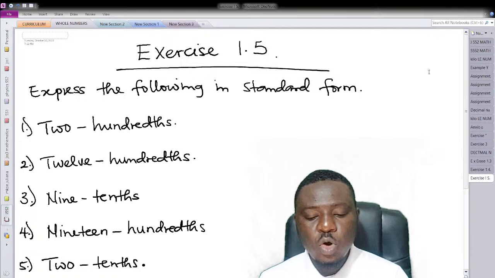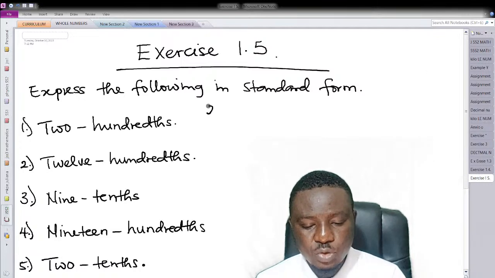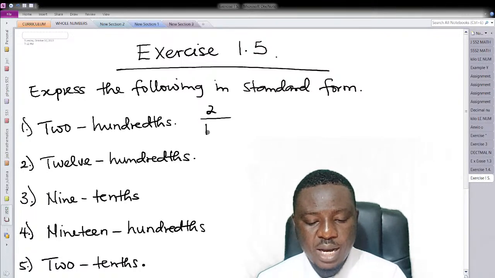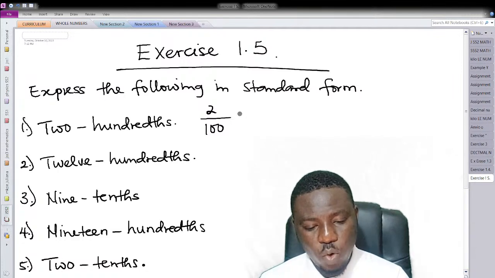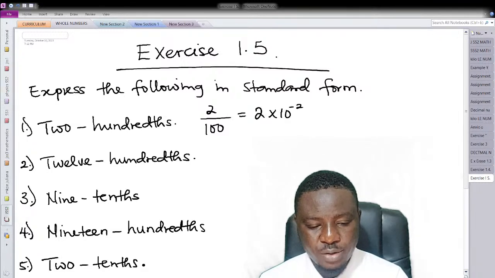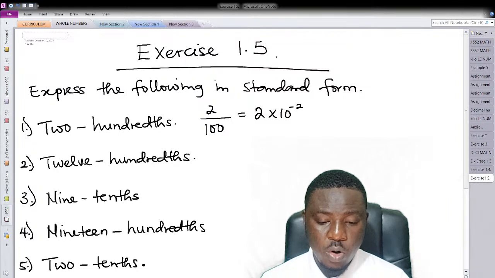200s. 200s can be written as 2 divided by 100. Okay, Sarah, are you with me? And this is equal to 2 times 10 raised to the power of minus 2. In standard form, this is what you will have.